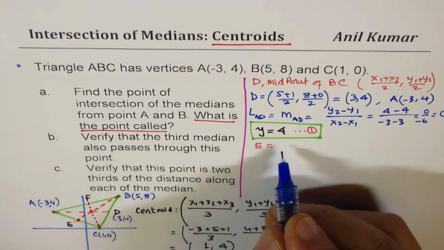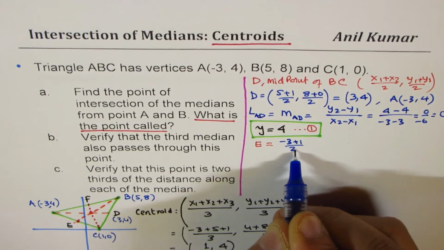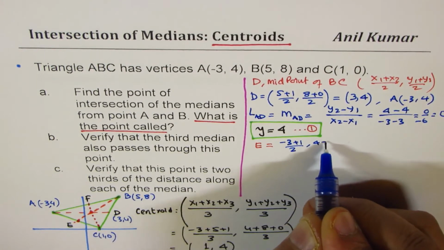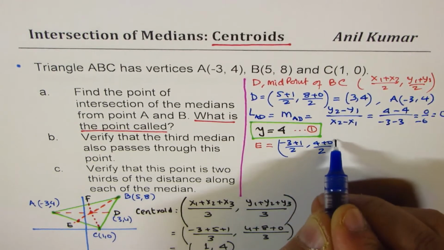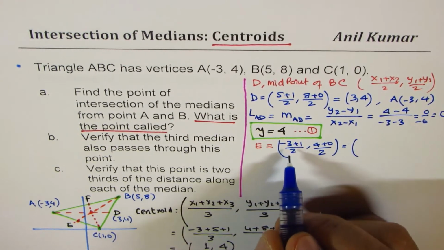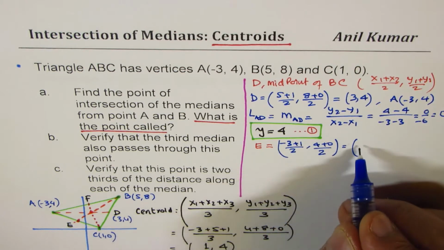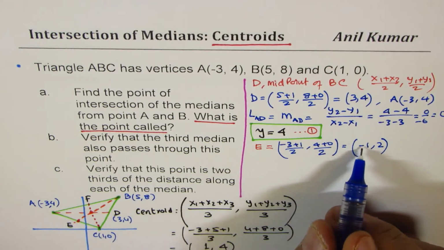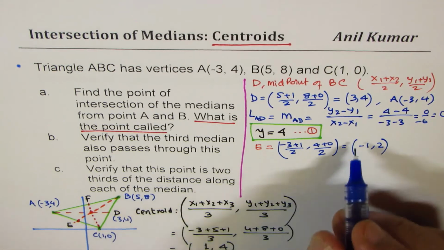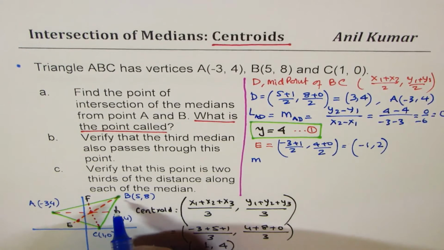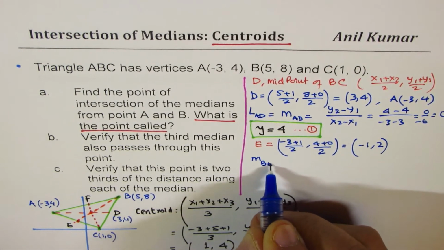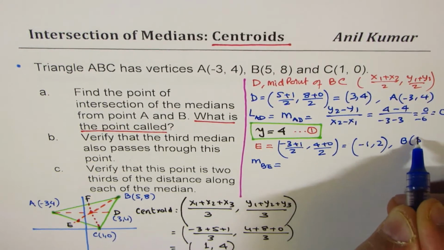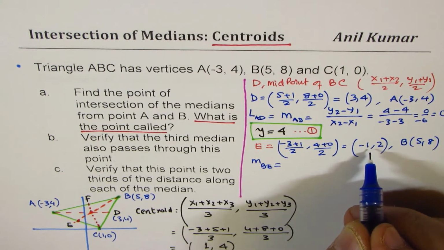So we add these two values, which is minus 3 plus 1 divided by 2, and the Y values are 4 plus 0 divided by 2, correct? That gives us minus 2 divided by 2 is minus 1, and that is 2. So we get the coordinates of E as minus 1 and 2, and that gives us the slope of BE. We are now looking at point B, which is 5 and 8, and this is point E.